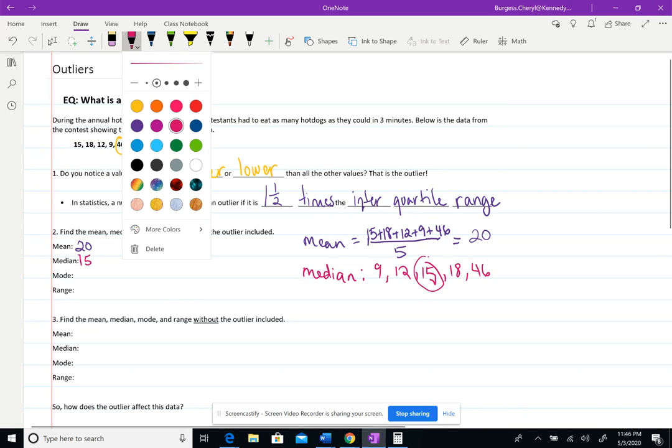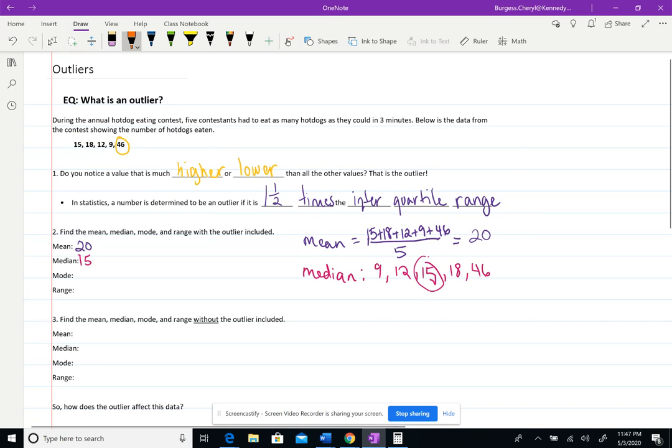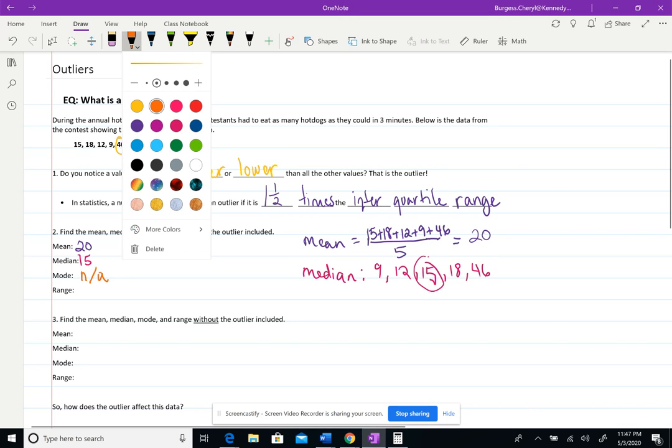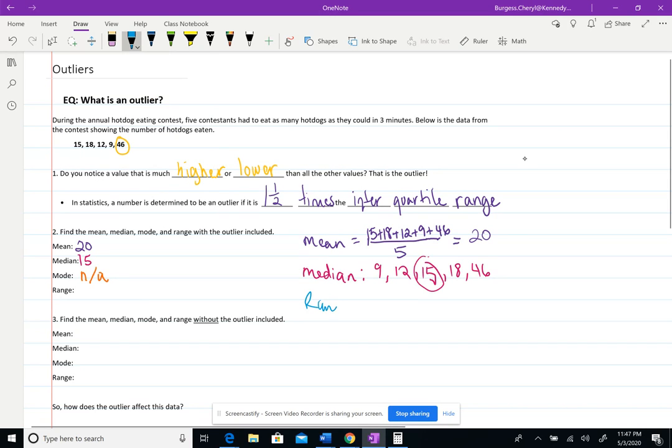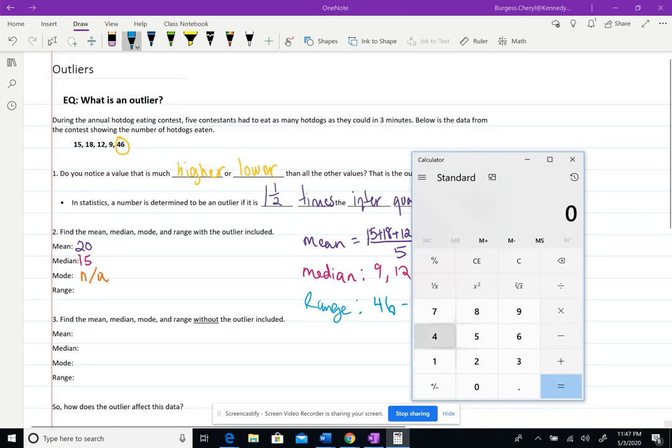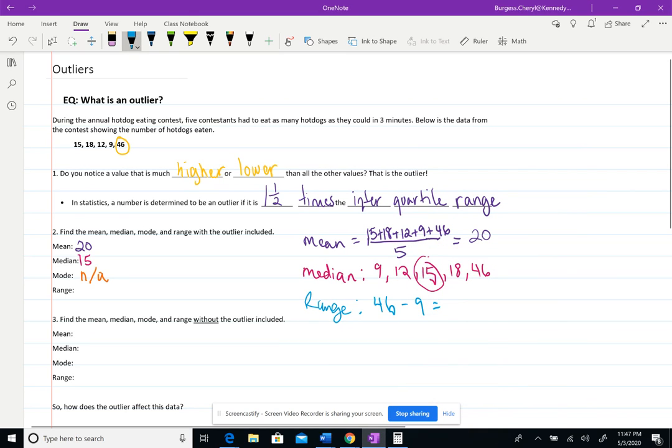To find the mode, that's the number that happens the most. Do we have a number that happens more often than anything else? No. So there's no mode here. I'll put not applicable. And then finally our range. Our range is the greatest minus the least. So range is going to be 46 minus 9, and 46 minus 9 is 37. So our range is pretty high. That's 37.